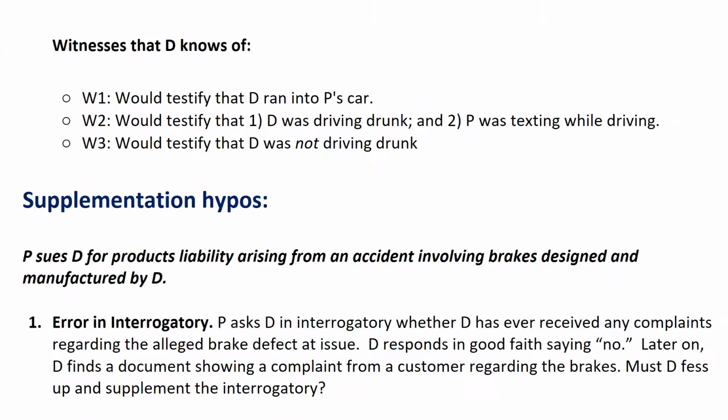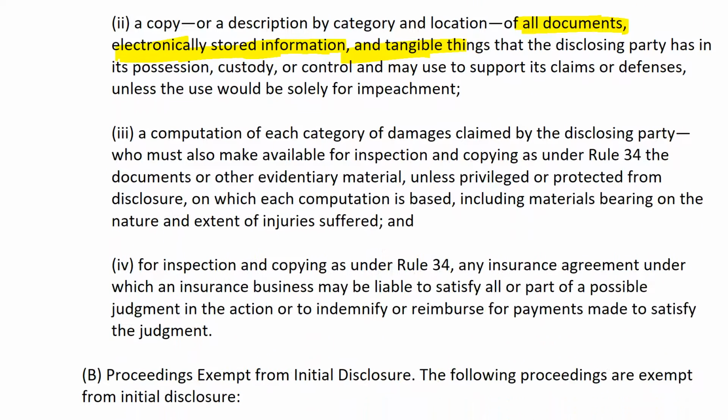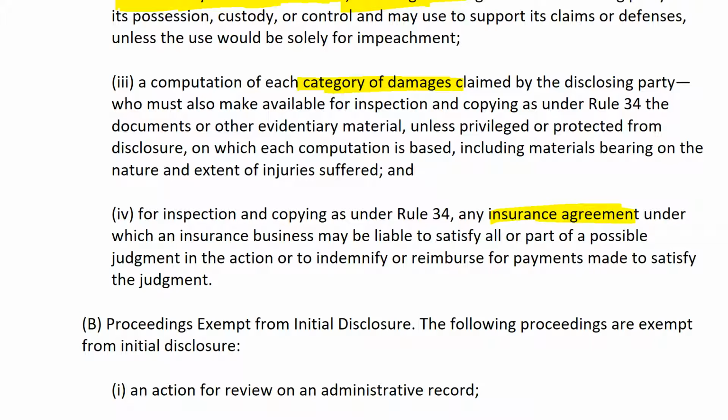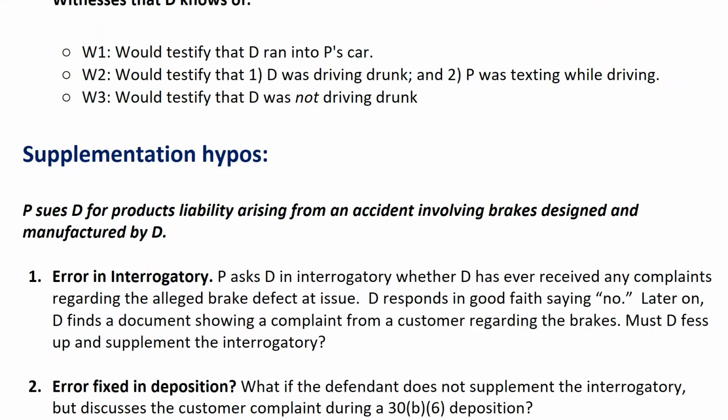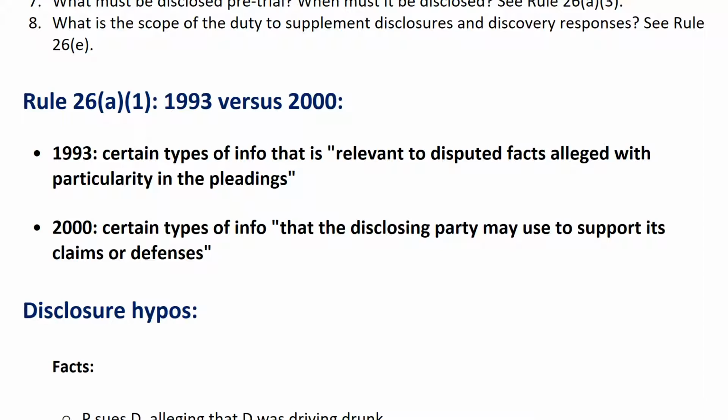What we're going to find out is that initial disclosures are done very quickly, and they're going to be information on individuals with discoverable information, information about documents, ESI, electronically stored information, and tangible things, all right, computation of damages, and copies of any relevant insurance agreements, okay. Now, something interesting about initial disclosures is that they're pretty narrow these days.